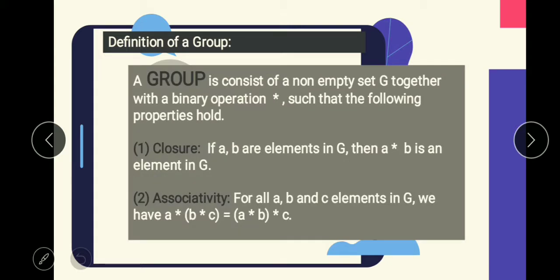Let's go back to the closure. Closure says that if we take any two elements in the set G and apply the binary operation star, then A star B should also be in the set G. Associativity, that's the one where we remove the parentheses. Since we are not talking about addition or multiplication, we're just talking about our general binary operation star, then we can say that A star (B star C) is the same thing as (A star B) star C.